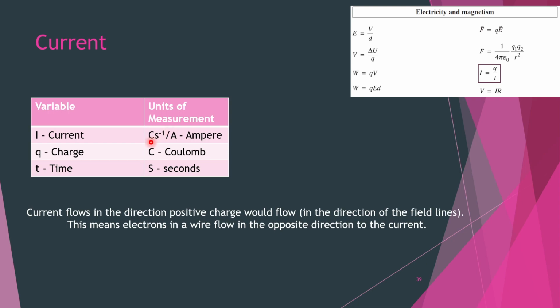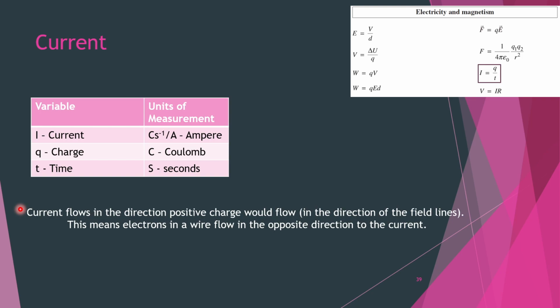The ampere is a measurement of coulombs per second. So in other words, how many coulombs of charge pass in a second. Furthermore, what this also means is we can be measuring current for positive charge, not just for electrons that we see in electrical circuits. And by definition, similar to other definitions, it's all based on how a positive charge would behave. So the definition for current is that current flows in the direction that positive charge would flow, in other words, in the direction of the field lines. This means that electrons in a wire actually flow in the opposite direction to current.